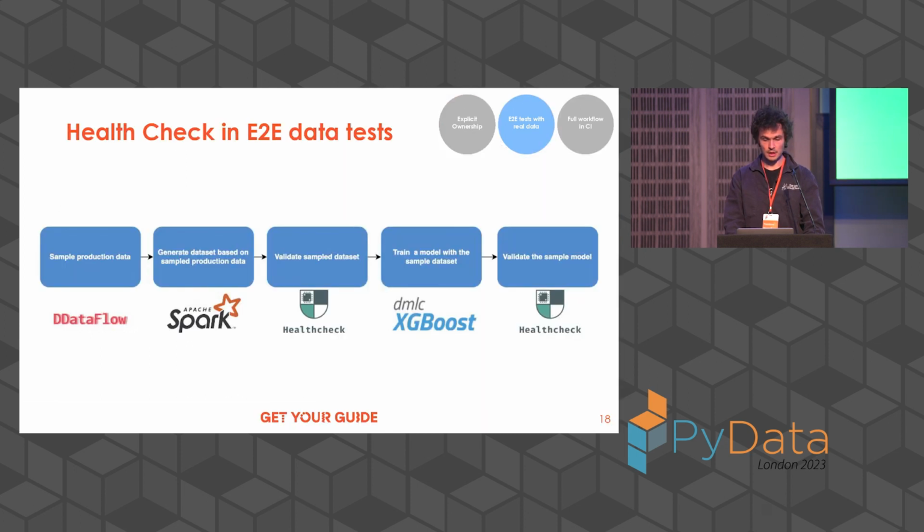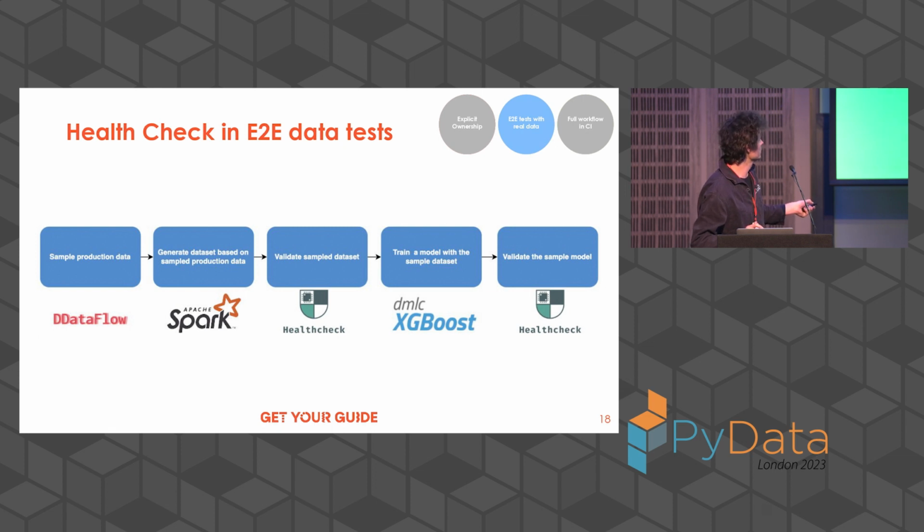Okay. So we changed the steps in the following way in our end-to-end data test. Basically, first we need to sample the data from production. Then we can generate our data set for training based on this sampled production data. Then we can validate our data set to make sure that we have bookings, or at least some bookings.